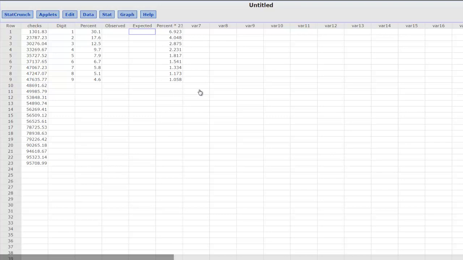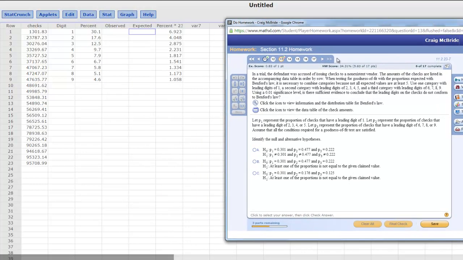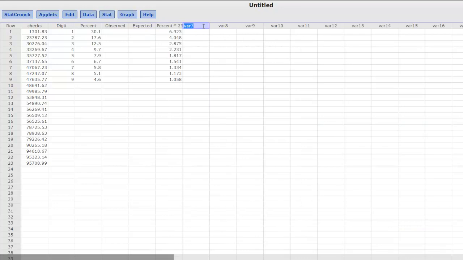Et cetera, et cetera. And there's a problem with these numbers because in order to run a chi-square analysis, all of your categories must have expected values of 5 or greater. And you'll notice that none of those, except for the first digit, the digit of 1, has that. And that's a problem, which is why in this question, it says that because not all expected values are at least 5, it's necessary to combine our categories. So use one category with the leading digits of 1, which we have, and then the second category will be the leading digits of 2 through 5, and then the last one will be 6 through 9. Okay? So we now have these new categories.